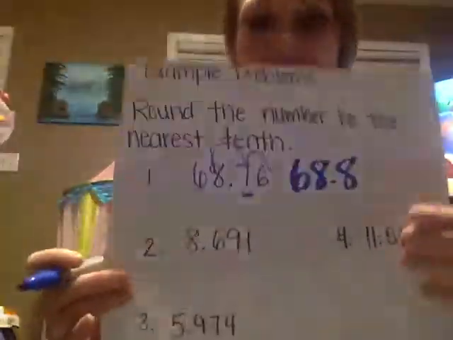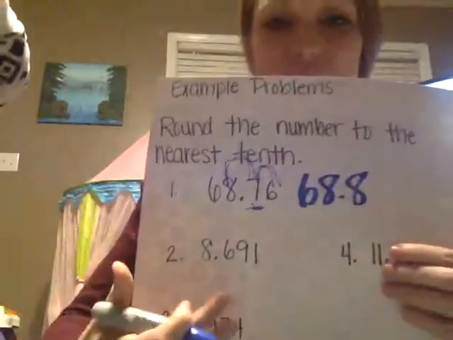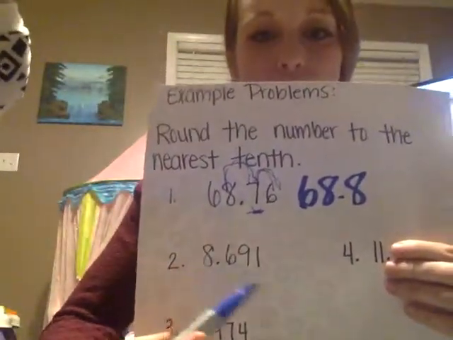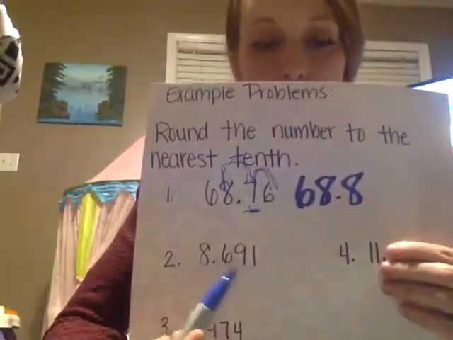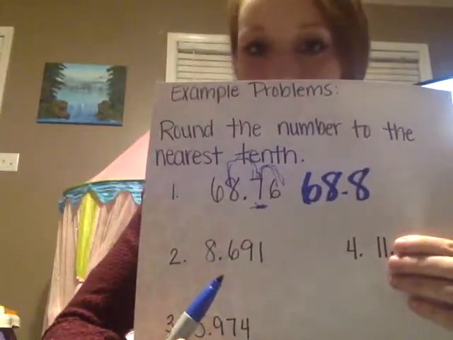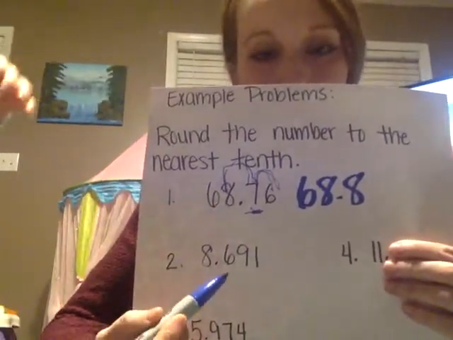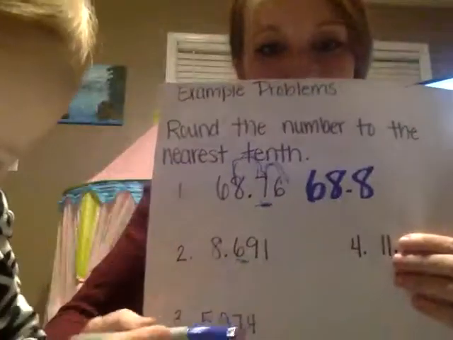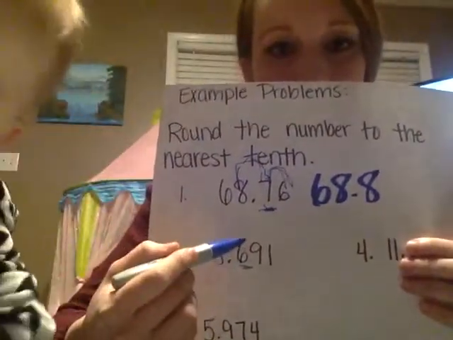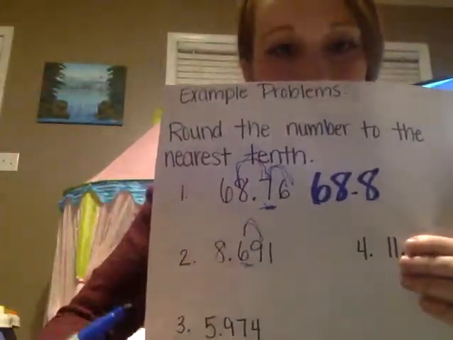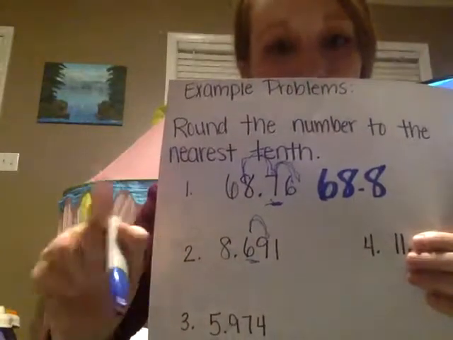All right, the next one, it says 8 and 691 thousandths. Now you see there's a lot more places here than what I need. That's okay. You're just going to do it the same way you did this one. You're going to find your tenth place, which is a 6. You're going to go next door to the 9, and it's going to raise my score. So my answer to that problem would be 8 and 7/10.